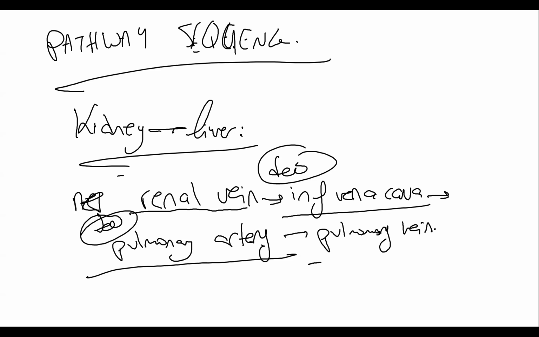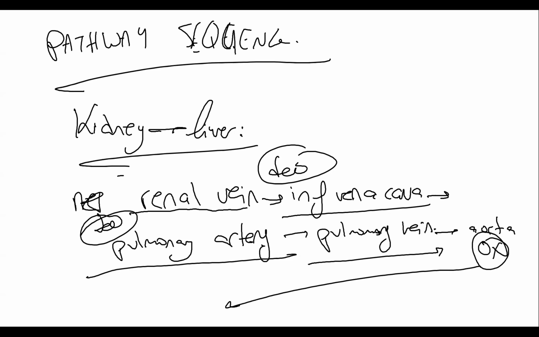Pulmonary vein holds oxygenated blood. So this means it cleaned itself in the lung. And then it will go to the aorta. Aorta holds oxygenated blood. From the aorta, here now we have oxygenated blood. It will go to the hepatic artery. Hepatic artery holds oxygenated blood.